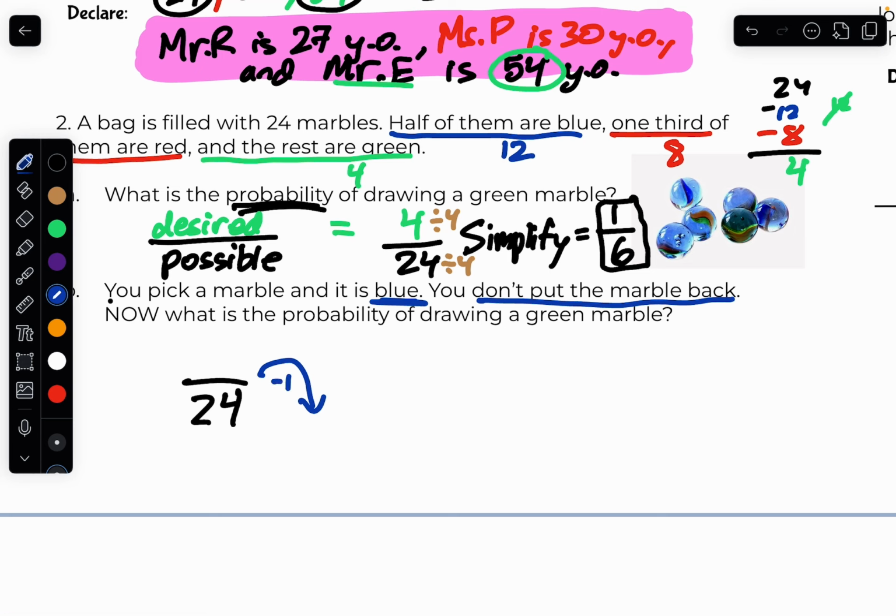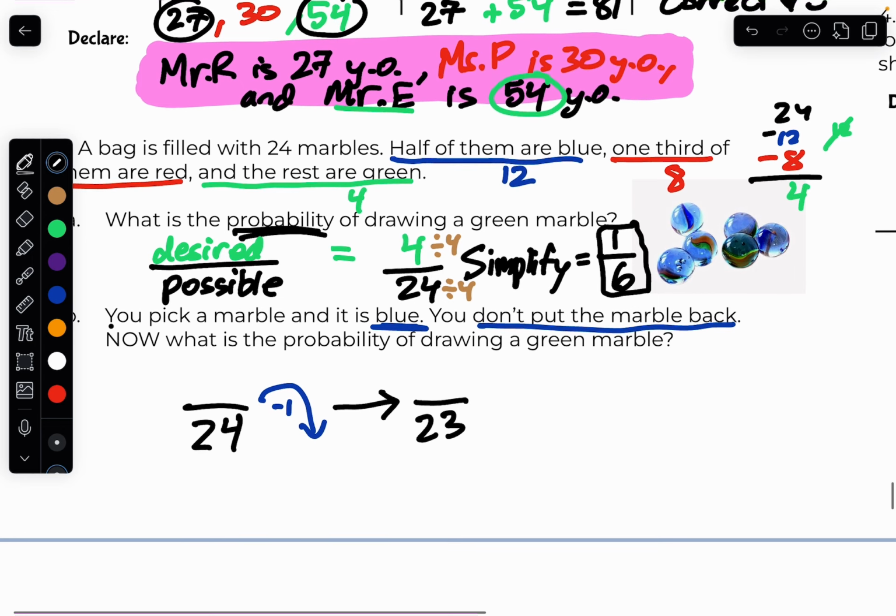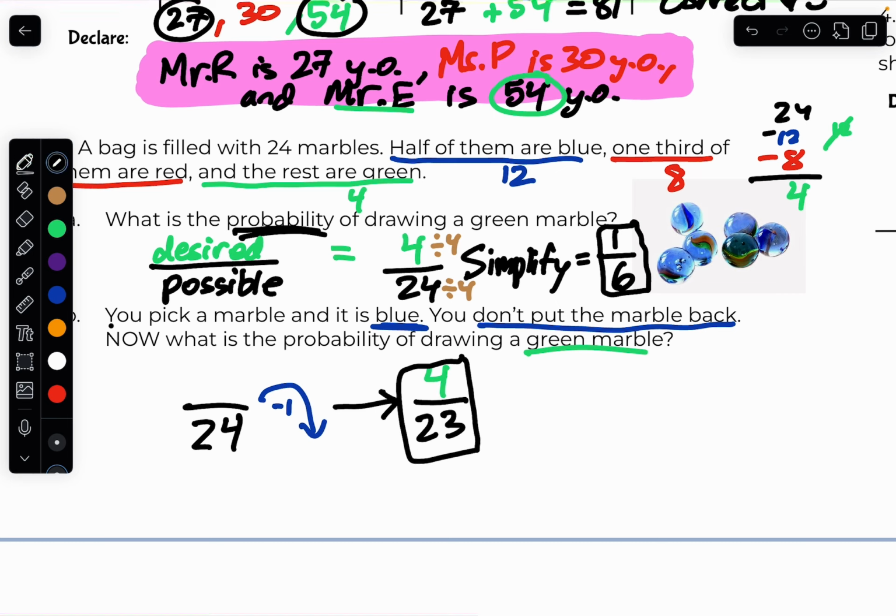So if we take out one blue, how many marbles are left? It says we don't put that marble back. If we don't put that marble back, we're going to get 23 marbles. Out of the 23 marbles, remember, it's not 24 anymore, it's 23. Out of those 23, how many are green? Desired outcome is green. How many of them are green? 4 of them are green. So this would be your final answer.